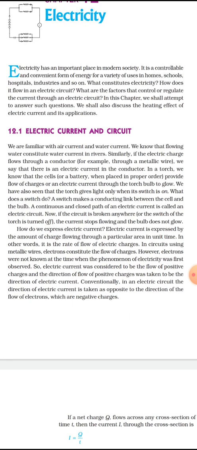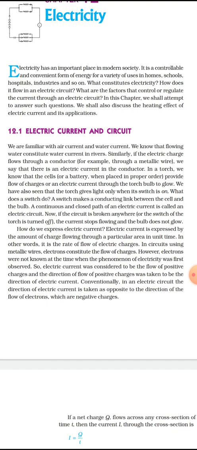Electric current is expressed by the amount of charge flowing through a particular area in a unit time. Means if you take one rod and pass some electric charge through the rod, how much electric charge you pass through the rod in a unit time is called electric current. This is expressed in ampere, we will see next.